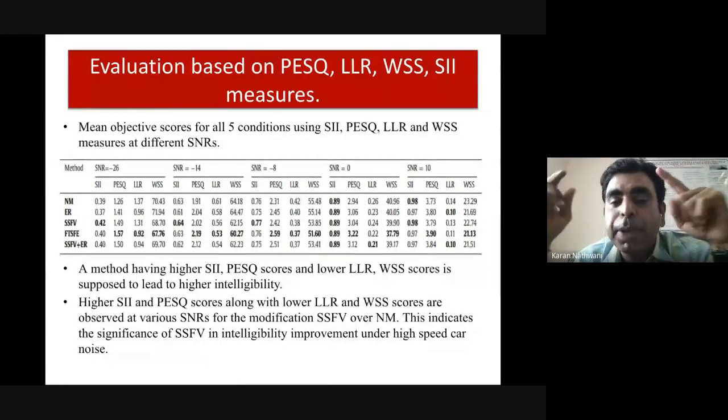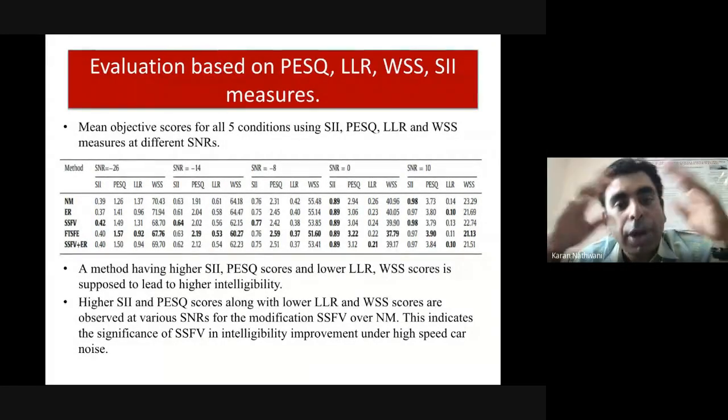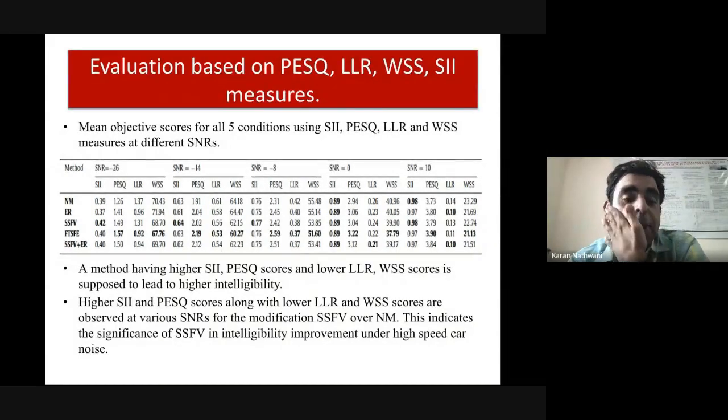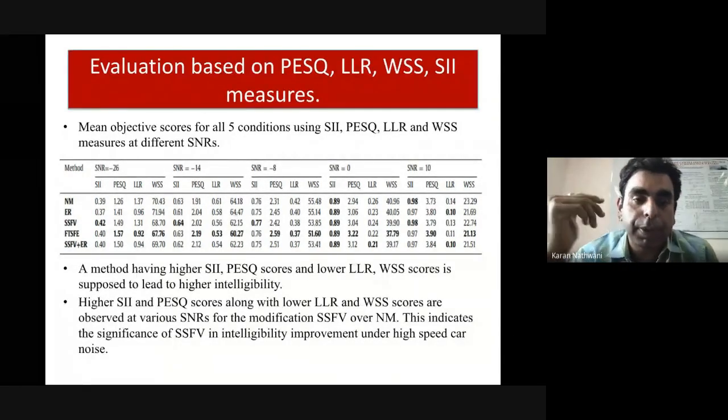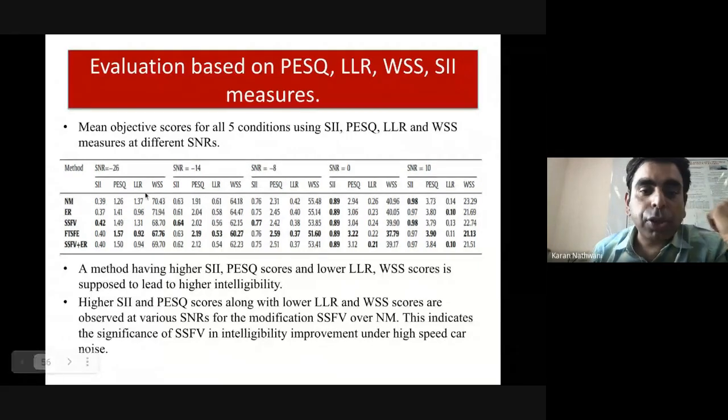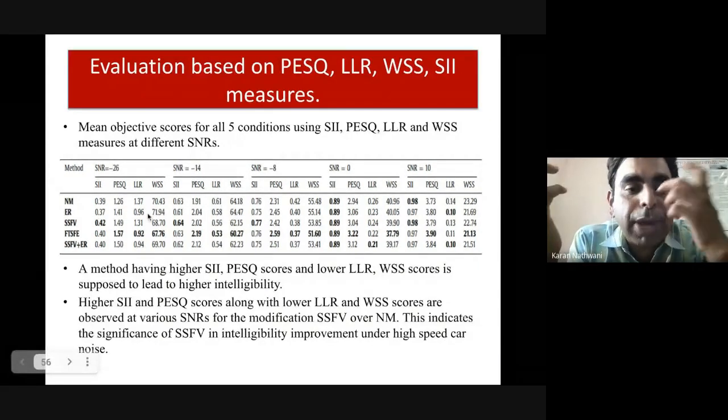So this is again a very big advantage. Your quality is also being maintained. At the same time, your intelligibility is being improved. Okay. Now, PESQ is perceptual evaluation of speech quality.